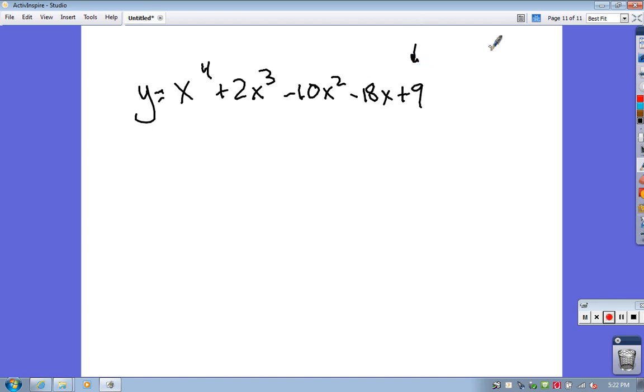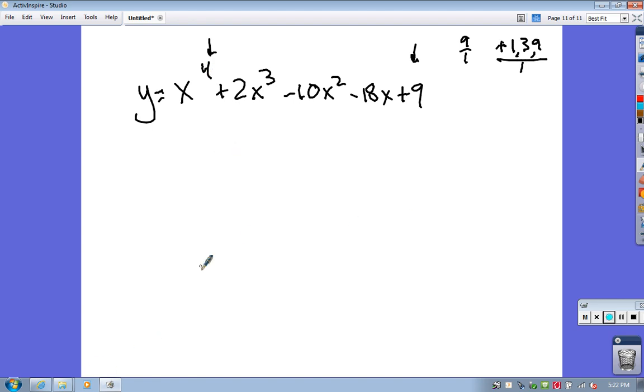Find the zeros. So factors of 9 over factors of 1. So it can be plus or minus 1, 3, or 9 over 1. So plus or minus 1, 3, or 9 are the only possible rational roots. And it's a fourth power, so we can have up to 4 zeros. So let's see what happens.